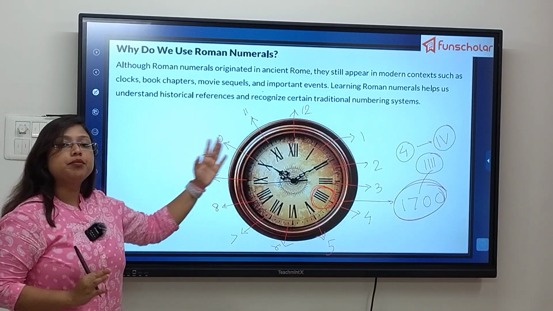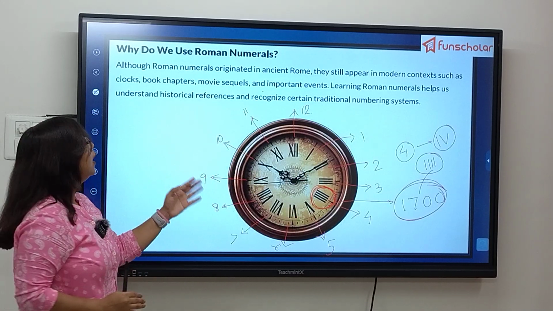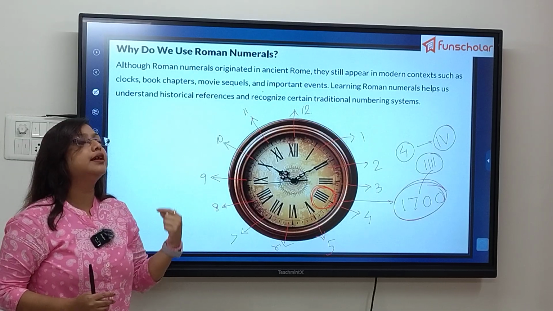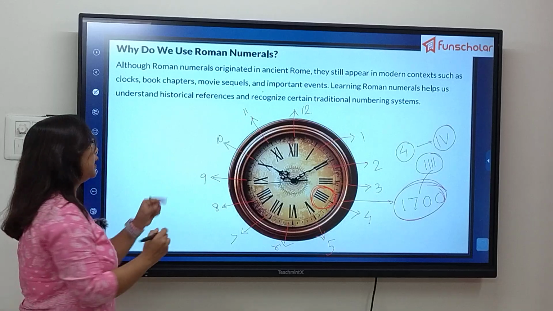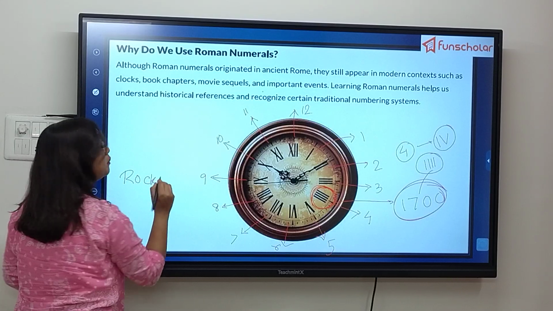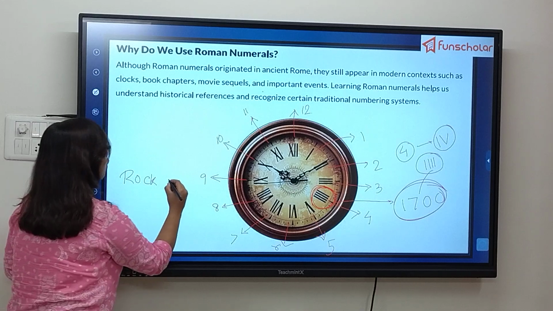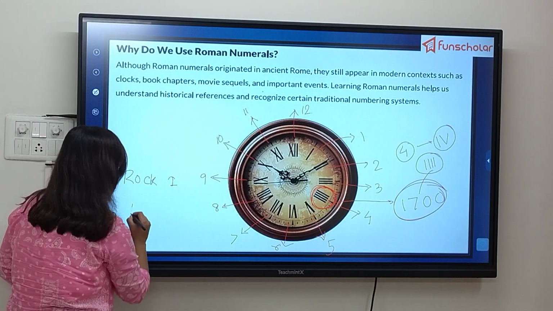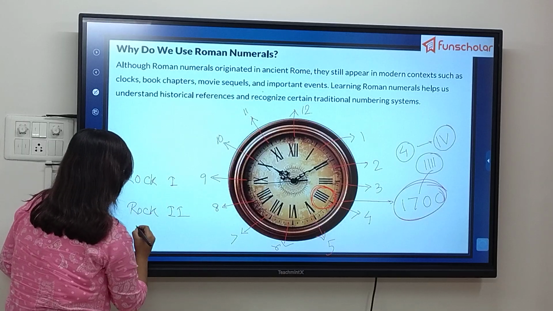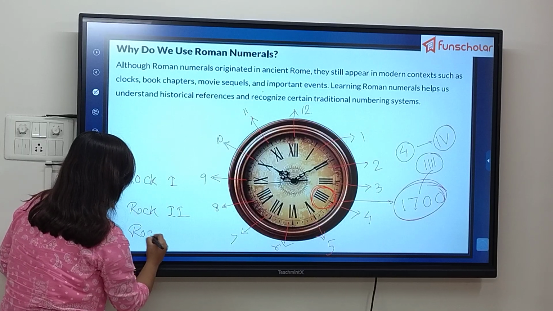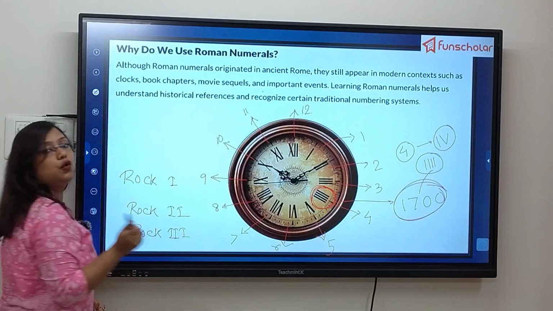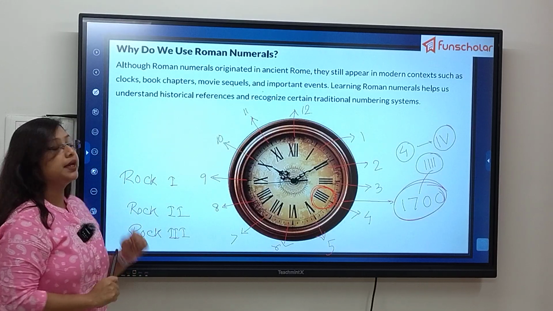So we can see this kind of clock faces, but we can also see them in book chapters and movie sequels. Suppose we are talking about an imaginary movie called Rock. Rock 1, then part 2 will be Rock 2, then another movie will come like Rock 3. We can see this kind of thing.